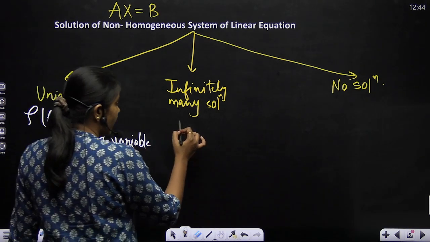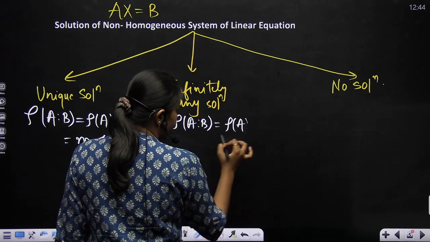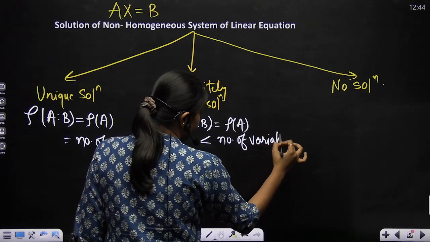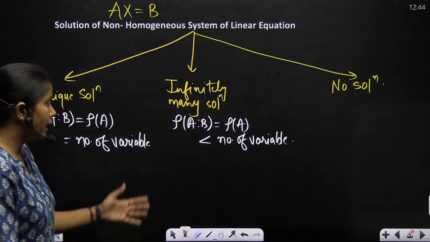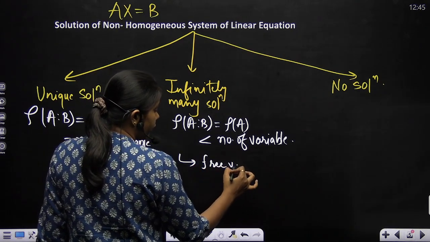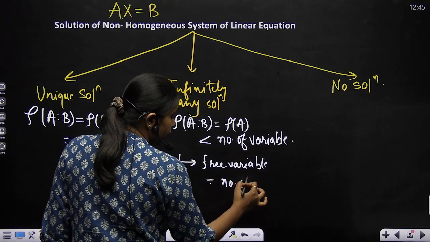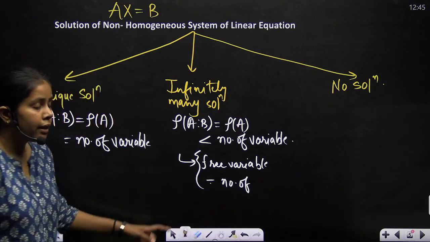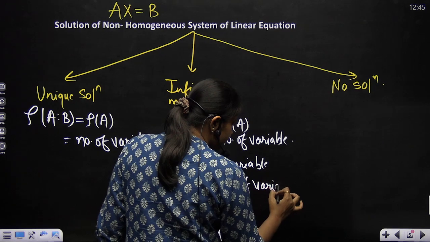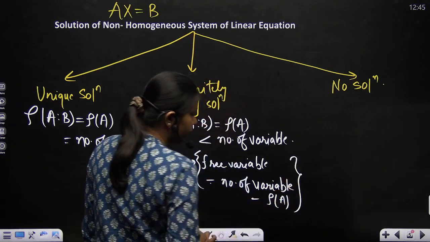Infinitely many solutions, when rank of A augmented B is equal to rank of A but less than the number of variables, then we'll have infinitely many solutions. And also you can see that in infinitely many solutions you would have a free variable. And how would you get a free variable? Free variable is nothing but the number of variables minus rank of A. That would decide how many free variables you would have in a question. We will discuss this in more detail when we solve questions.